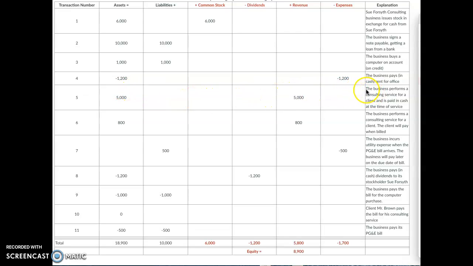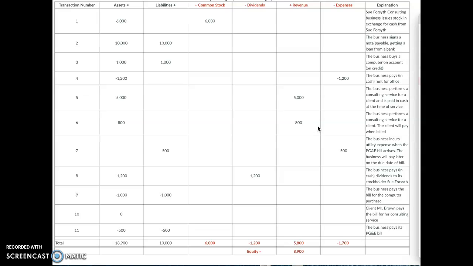Transaction number 5, the business performs a consulting service for a client and is paid in cash at the time of service. Revenues are an equity account that increases equity. So revenues are increased, equity is increased, assets are also increased.